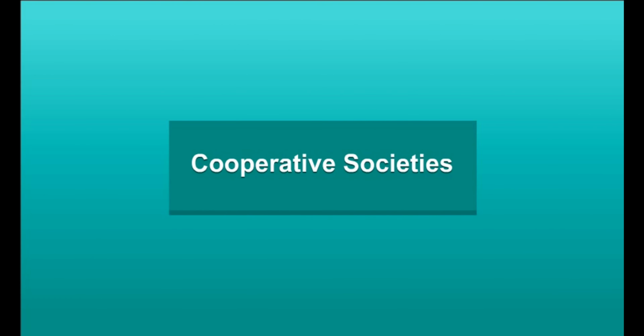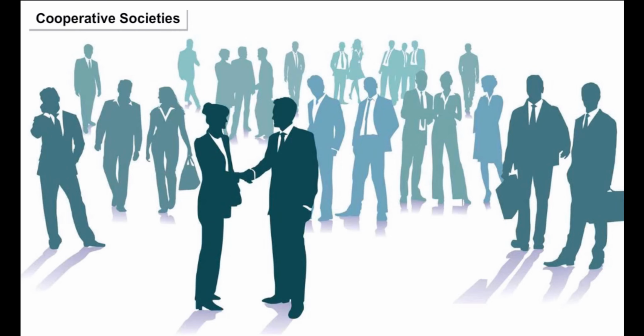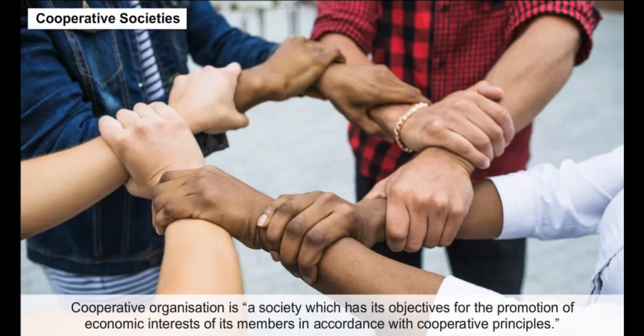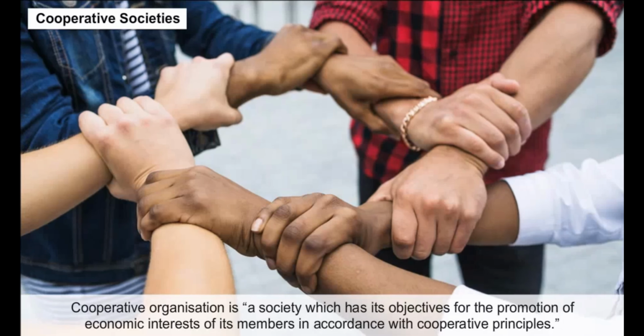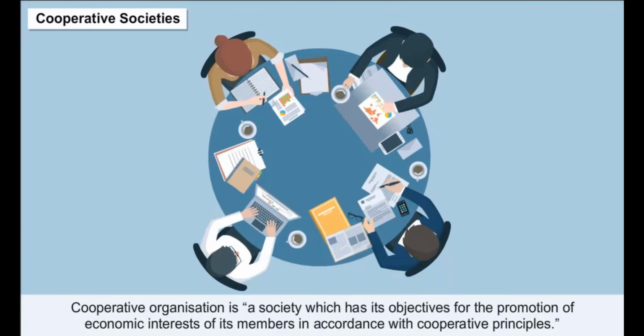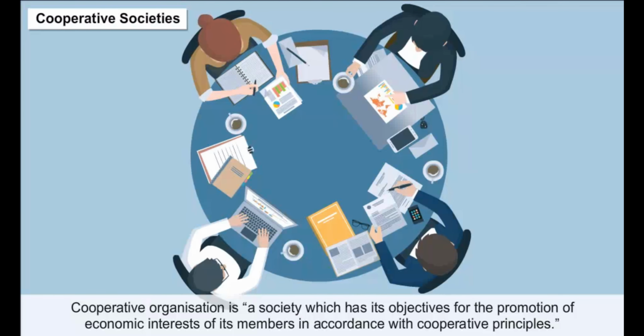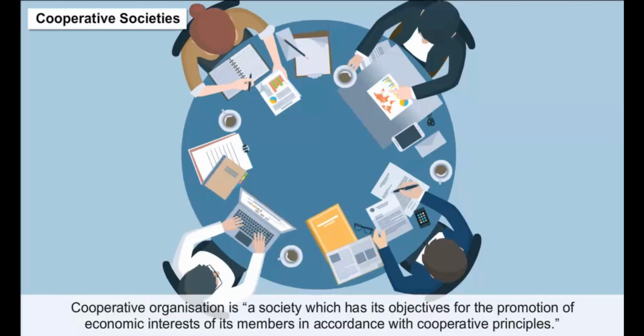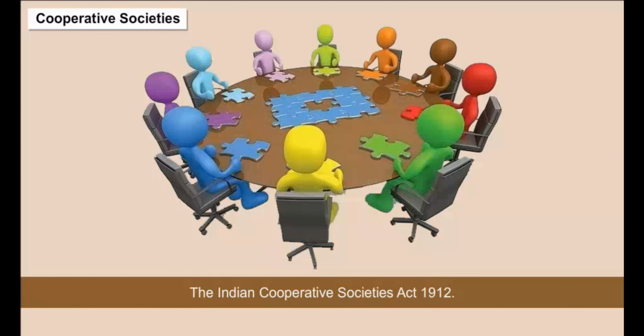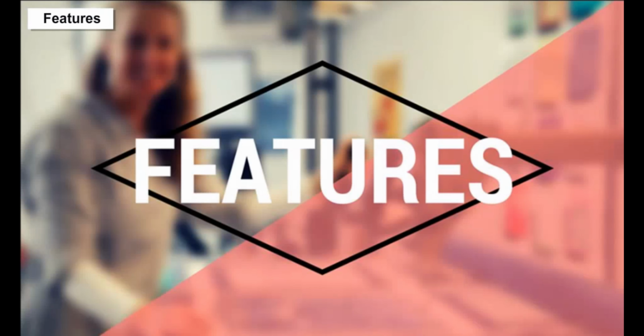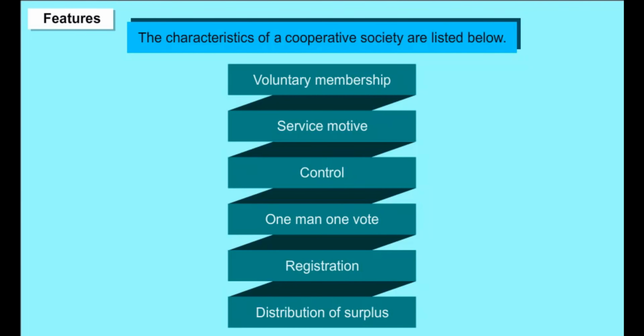Cooperative societies. A cooperative organization is a society which has as its objective the promotion of the economic interests of its members in accordance with cooperative principles. The Indian Cooperative Societies Act 1912. Features. The characteristics of a cooperative society are listed below.